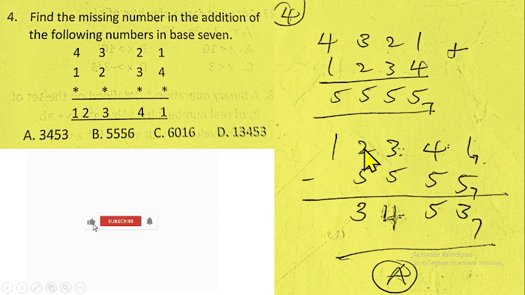Also here you are left with 1. 1 minus 5 is not possible as well, so you borrow 1 from here to here. The one you borrow will be 7 as well, because you're in base 7. So 7 plus 1 will give us 8. 8 minus 5 will give us 3. So technically the missing numbers here are 3 4 5 3 in base 7. So option A is the correct option for question number 4.